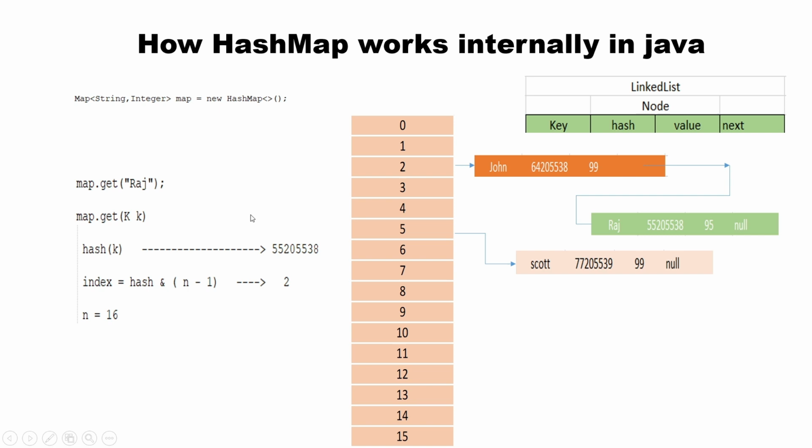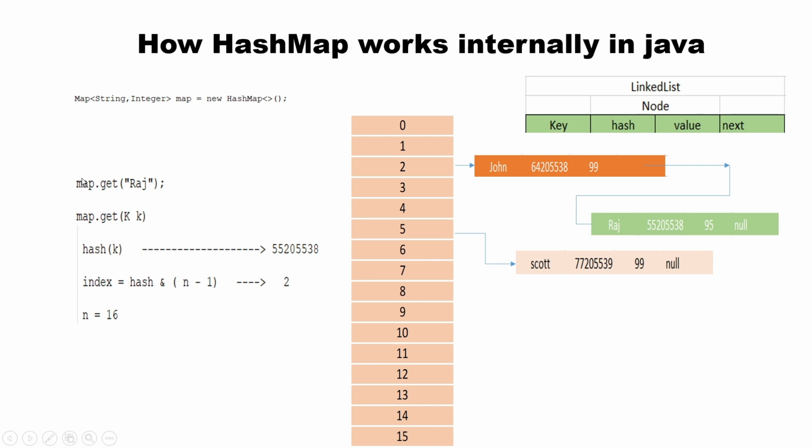So you can see, since our hash values do not match, a new node is created, and the key is Raj and the value is 95. The hash values are different, and you can see that our first node is now pointing to the next node. Basically, our first node's next pointer is holding the address of the next node. All right, this is how the put method works internally in Java.